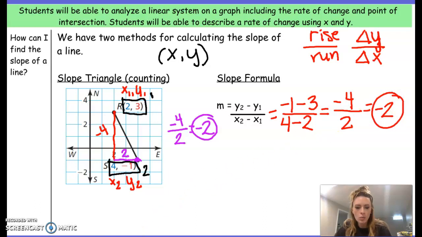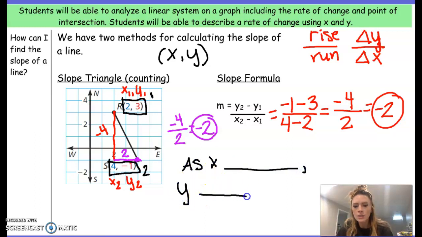There's going to be a way that we talk about this. When we talk about slope or this line, we talk about it as: as X does something, Y does something. So we need to fill in that blank. Let's talk about X first. When X is going positive, so it's increasing, as X is increasing, Y is decreasing.